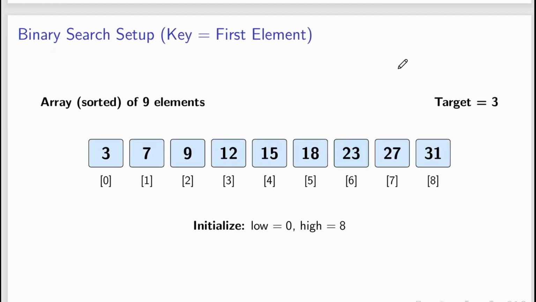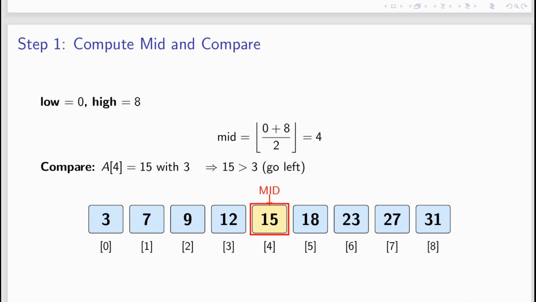Let's take another example. Target equals 3. I'm going to find this element, which is the first element. How will they work on it? Again, they will start with low at 0. This is low at 0 and high is on 8. They will calculate the mid value from low and high divided by 2.